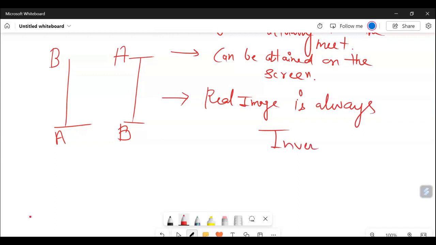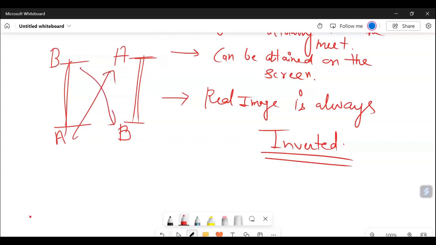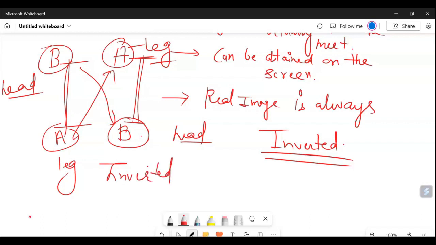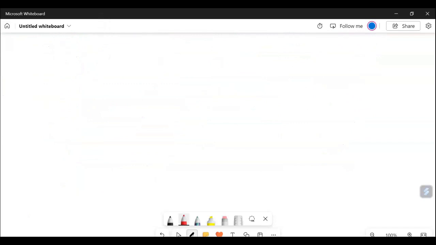Inverted. Okay, AB image is like that. It is inverted. You can see this A will go here, B will come here, so image is inverted. If this is leg and this is head, so head will be at the bottom and A is the leg. This thing is called inverted, and this is what is called real image. Now we are going to discuss virtual image.